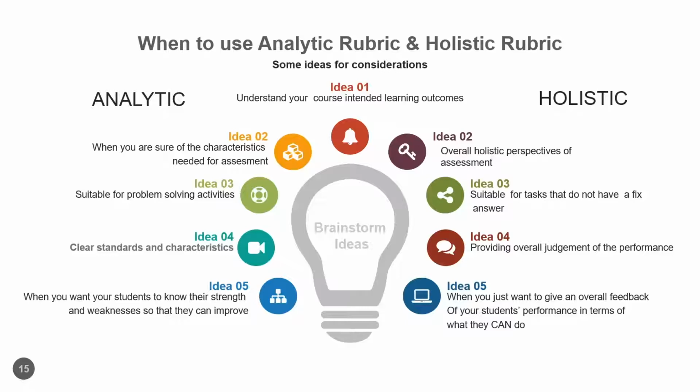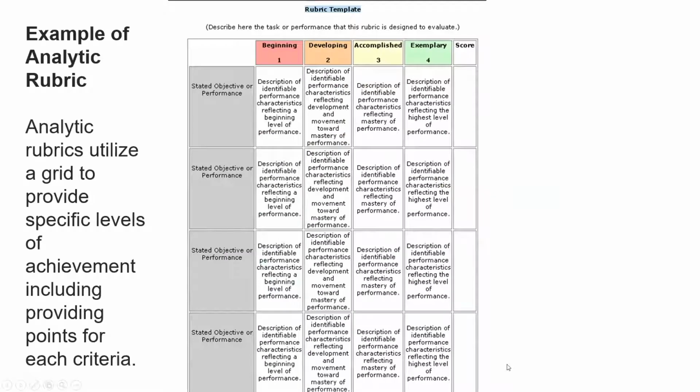So again, if I can repeat this, there are two general types of rubric. It's called analytic rubric and holistic rubric. So analytic rubric is suitable when you're very clear of what you're looking at, and it's suitable for solving problems, and students are able to see their strengths and weaknesses. Whereas holistic, because of its holistic nature, you are actually providing your overall judgment of their performance. And so what they are getting is what they can do, yeah, rather than the weaknesses as well. So this is an example of analytic rubric.